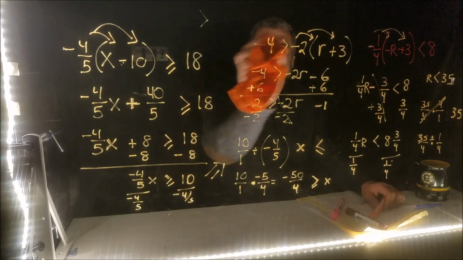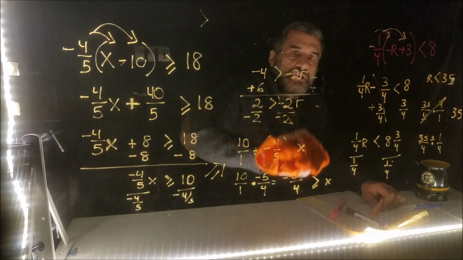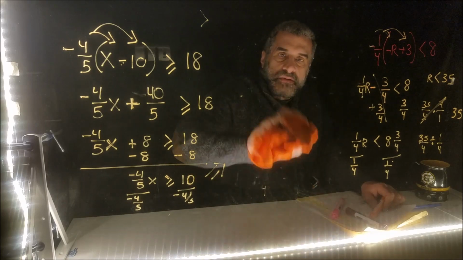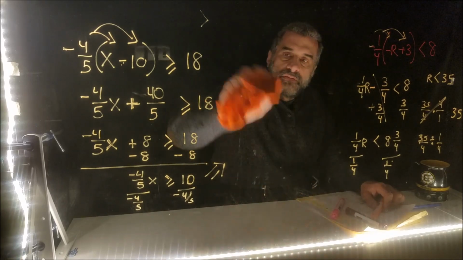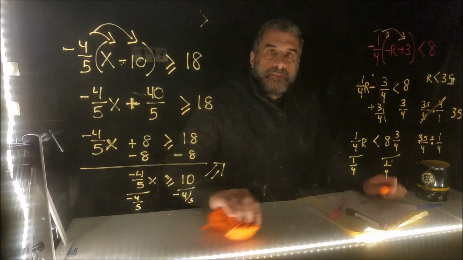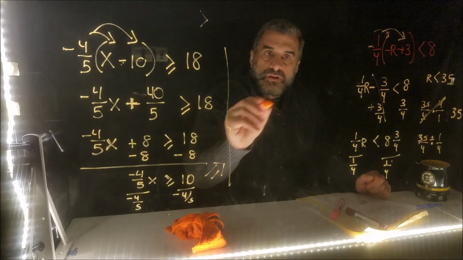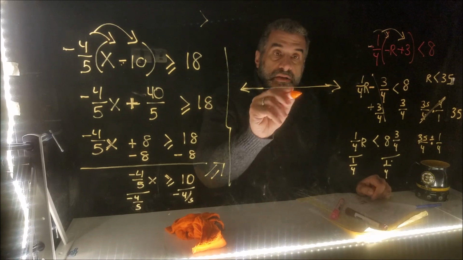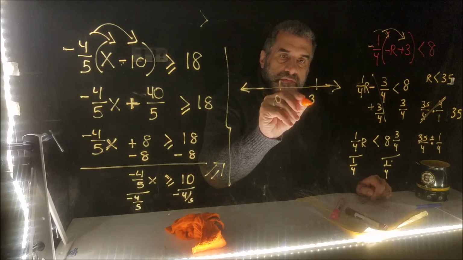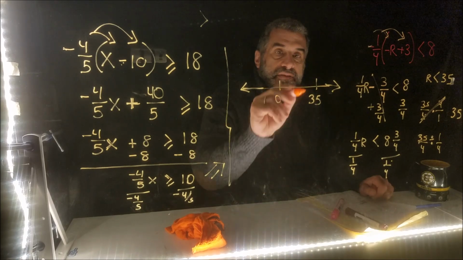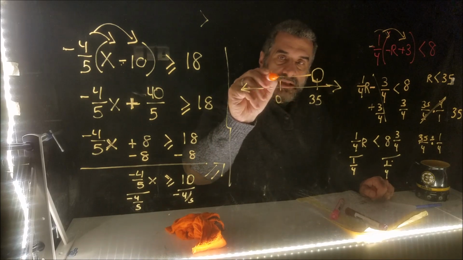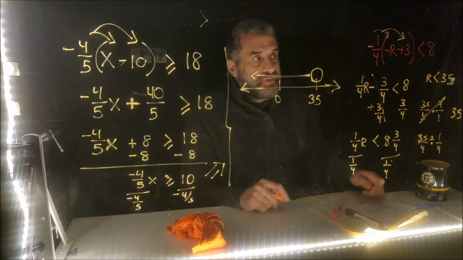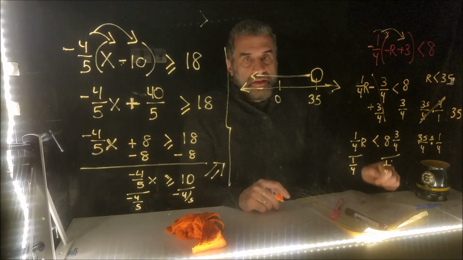So let's erase this for a minute, and let's say what the number line would look like. So here's the number line, and let's say this is 0 and here's 35. We're saying r is less than 35, not equal to it, so we did not fill in the circle. We would only fill in a circle if it was less than or equal to or greater than or equal to.